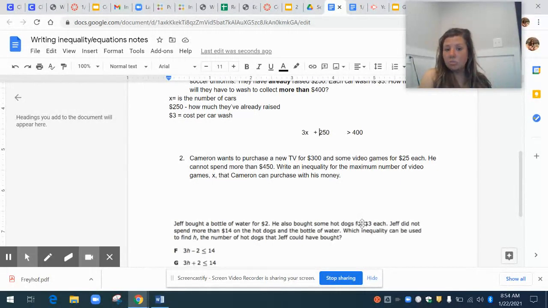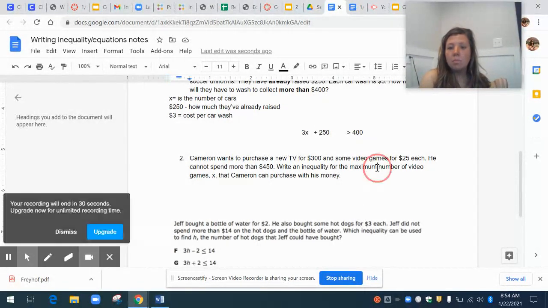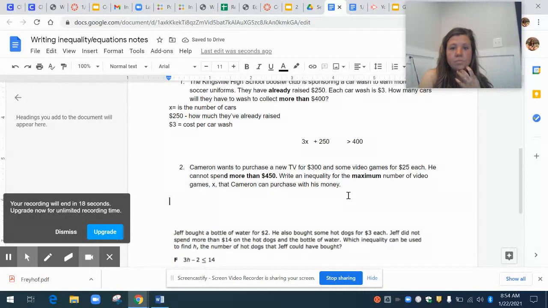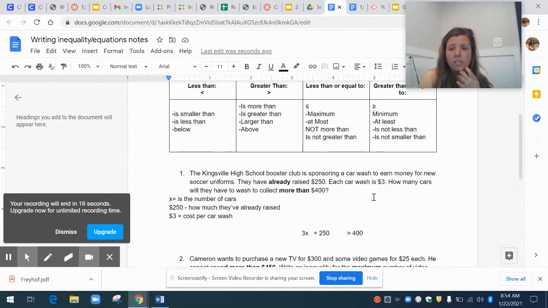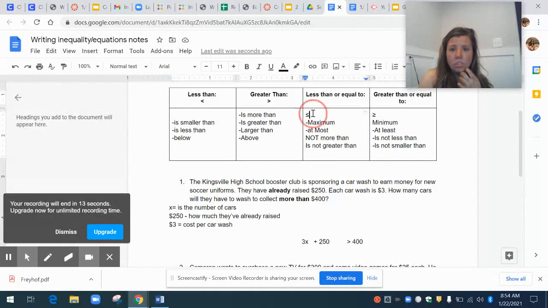So on this one, we actually have a couple of clue words. So maximum here was on the list that I told you. And so was not more than, because you have not and more than all right here. Okay. So when I see those, I know that it's going to be a less than or equal to symbol. Okay. And then I'm going to finish this problem in the next video for y'all.